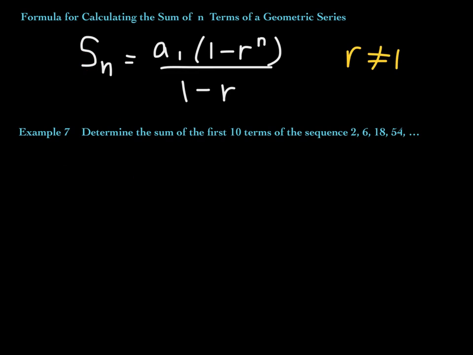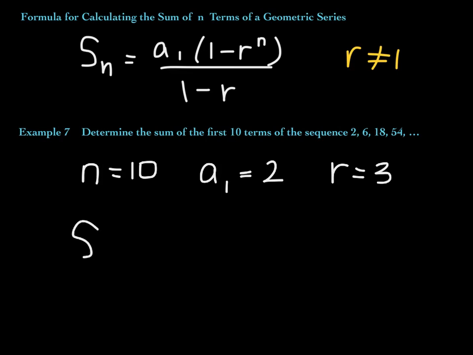Now, in order to use the formula, I need to know how many terms I'm adding. Well, they gave that to me. They said find the sum of the first 10 terms. And I need to know what the first term is. Well, I know what that is. It's 2, okay? I need to know what the common ratio is. We just figured that out to be 3. So I think we're ready to calculate the sum of the first 10 terms.